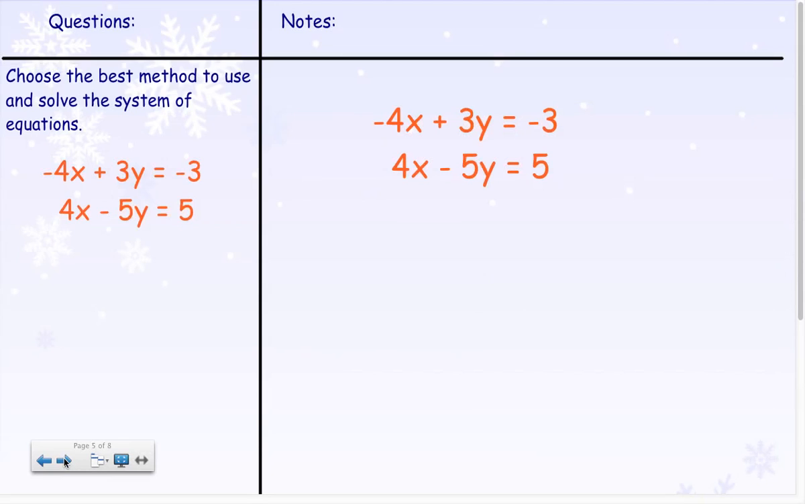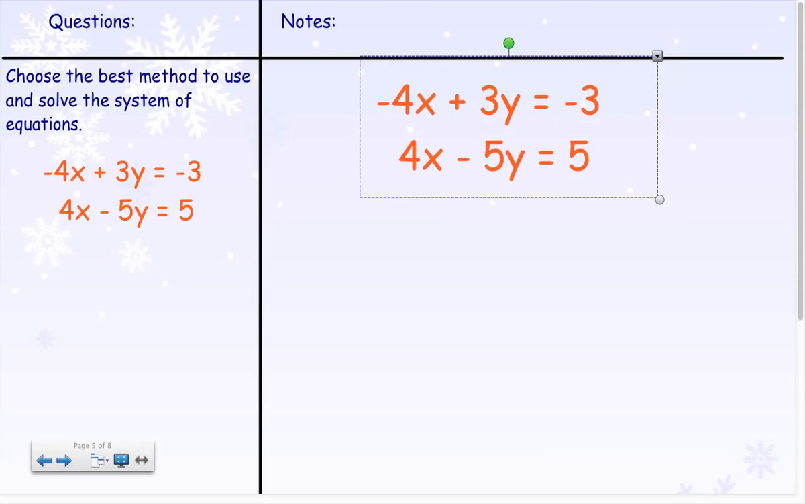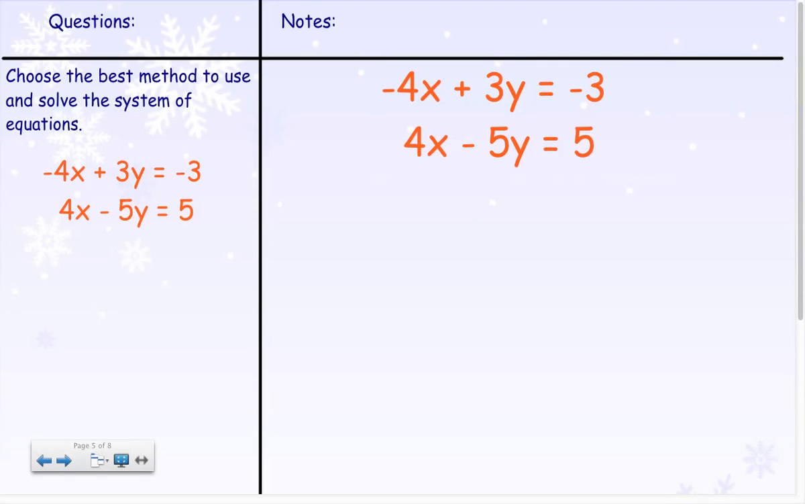All right, next one. Negative 4x plus 3y equals 3, and 4x minus 5y equals 5. Make this a little bit bigger. Okay, so first I have to figure out which method would be the best to use. If x and y are on the same side in both equations, the best method to use is elimination.